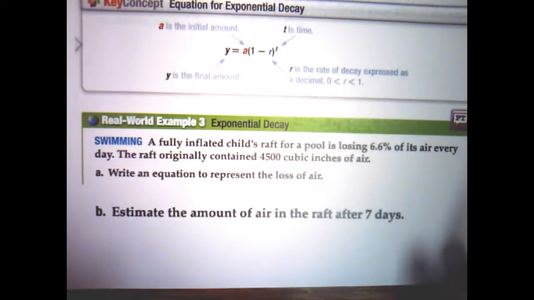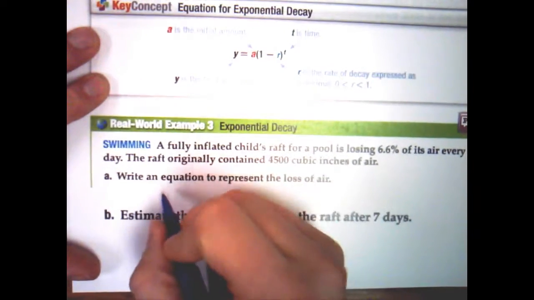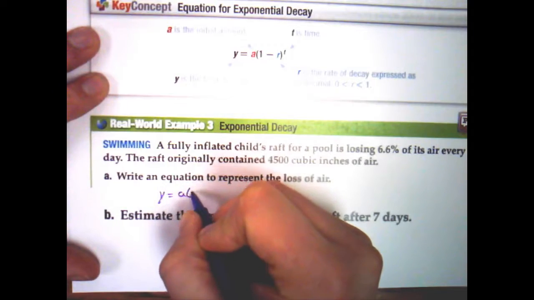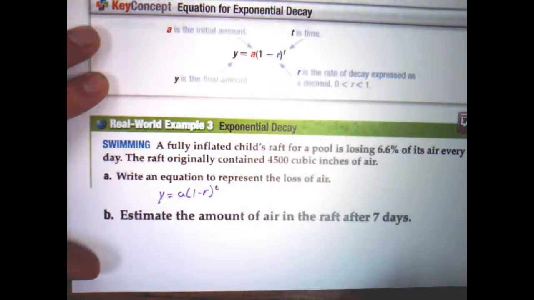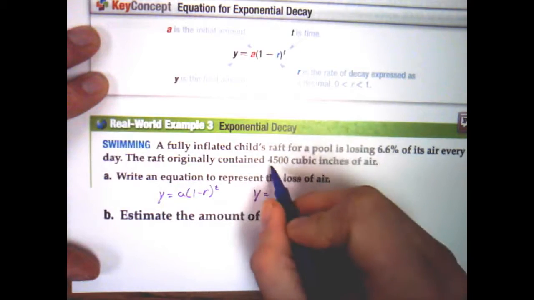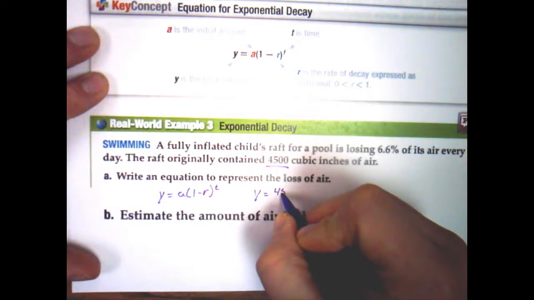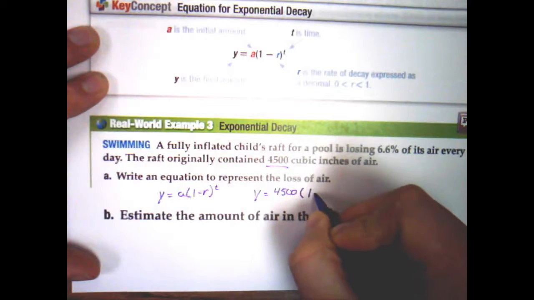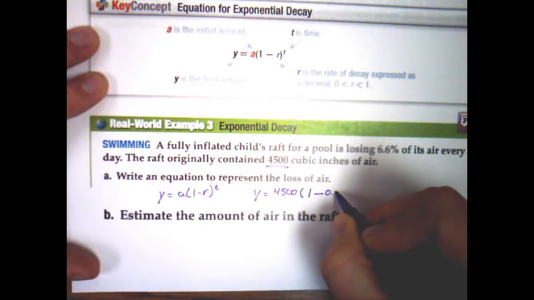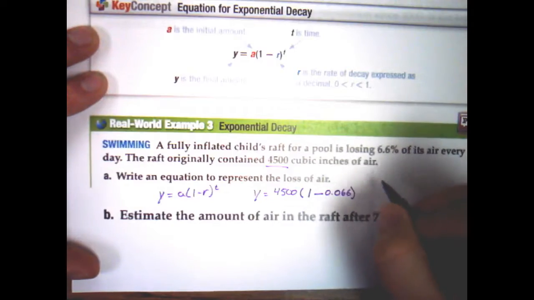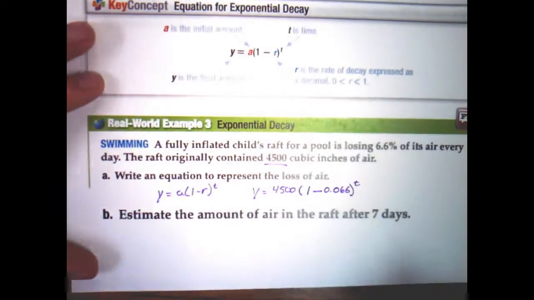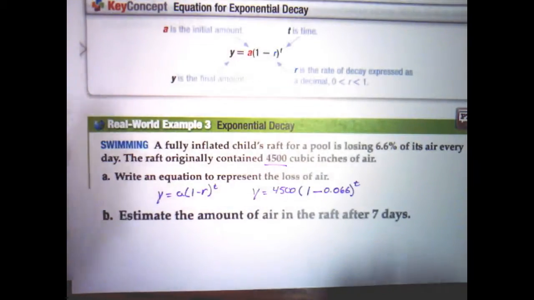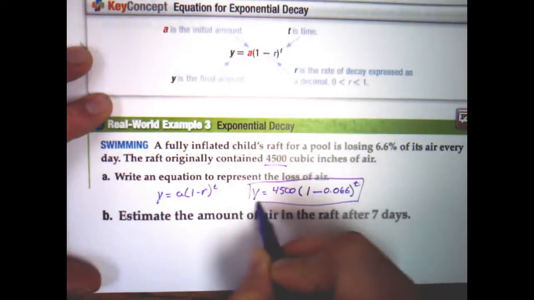A fully inflated child's raft for a pool is losing 6.6% of its air every day. The raft originally contained 4,500 cubic inches of air. Write an equation to represent the loss of air. So we'll start with our original, y equals a(1 minus r)^t. Okay, so y would equal our original amount, 4,500, times 1 minus our rate, 0.066, all raised to the t because we weren't given a time length. Okay, so that would be our equation.